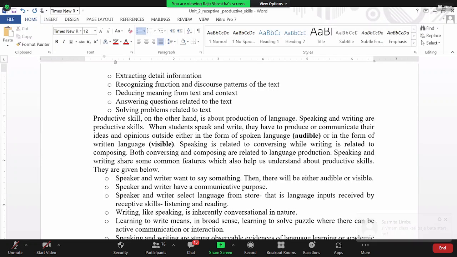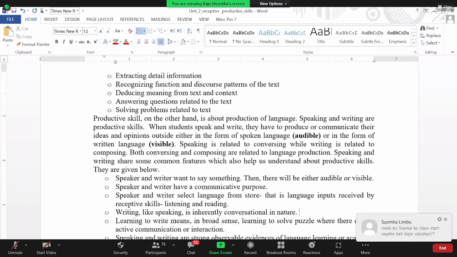So listening and reading provide a kind of springboard, एउटा आधार हुन्छ, springboard हुन्छ, त्यहाँबाट reading speaking र writing or speaker and writer jump, they jump from there. So they have such common features. Writing, like speaking, is inherently conversational in nature. Writing is interaction. When we write, we ask many questions, we think of solutions, then we express.